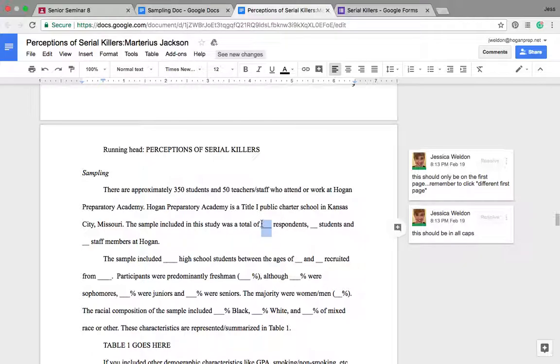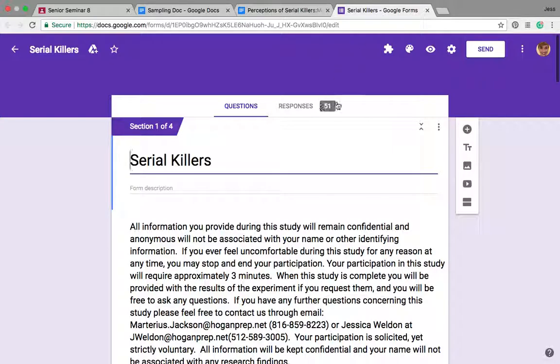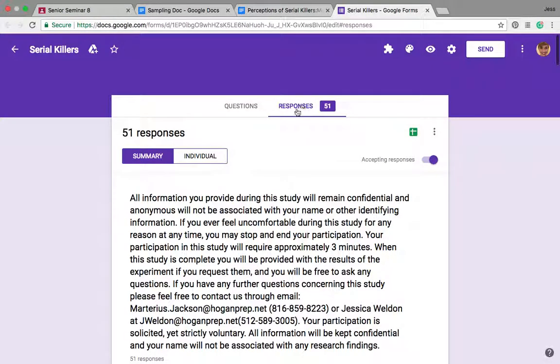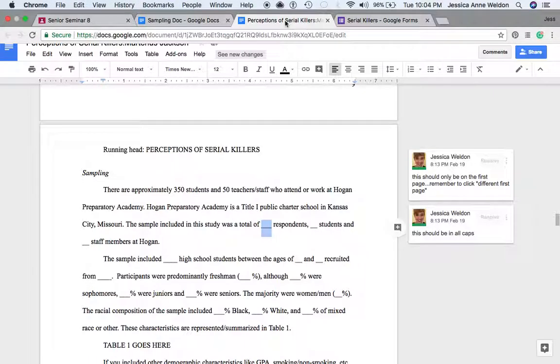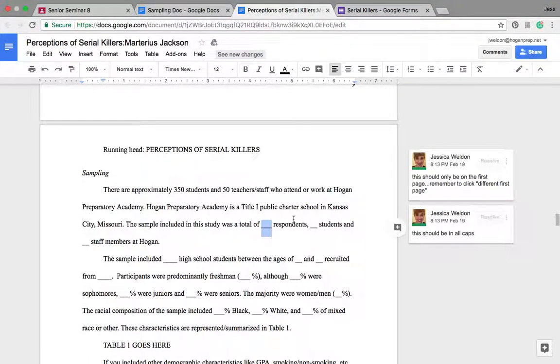Respondents are the people who have taken your survey, and you want to know how to fill in the blank for this. So go up to your survey and click on that. Then next to the responses section at the top right, you can see how many respondents, or people who have taken the survey, you have. This survey is Marty and Ejane's, and they have 51 responses. So in that first blank, it says a total of 51 respondents.